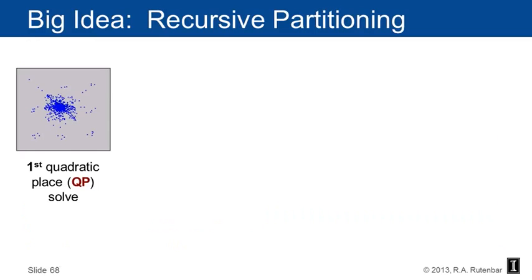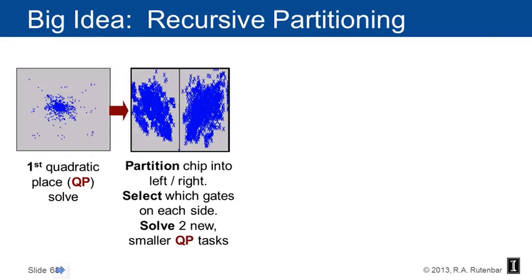So you do a first quadratic place, and I'm going to start calling quadratic places QPs because it takes less space on my slides, and I'm going to write QP a lot. You do the first quadratic place, and you get some weird blob of gates that minimizes the quadratic wire length. Then what you do is you partition the chip right in half. And so I'm just going to draw a big line over here. You partition the chip in half, and you make a decision.